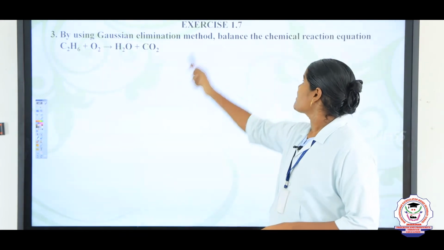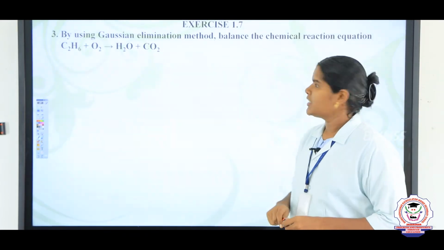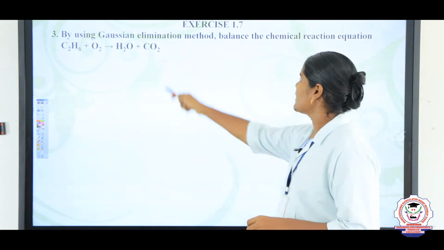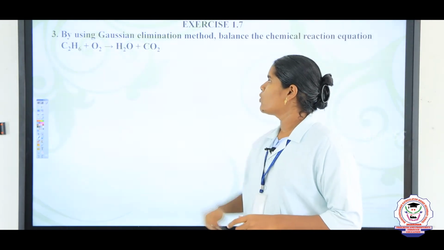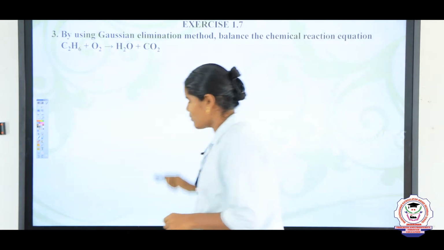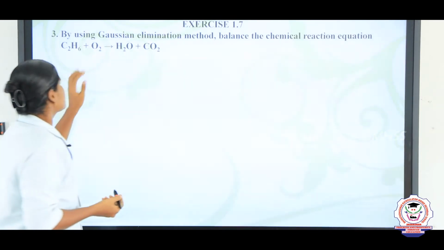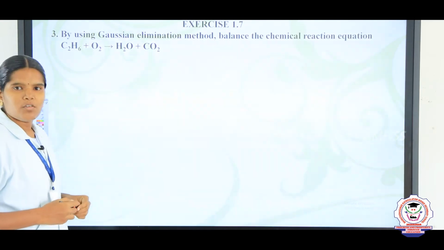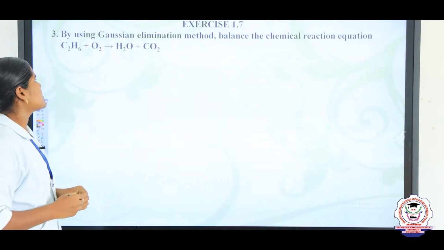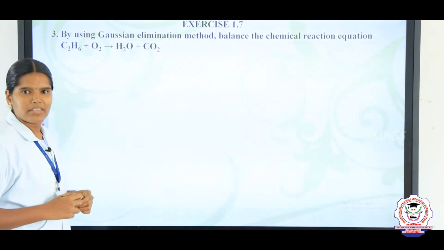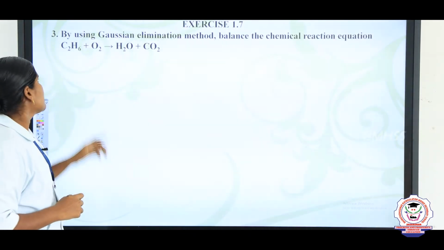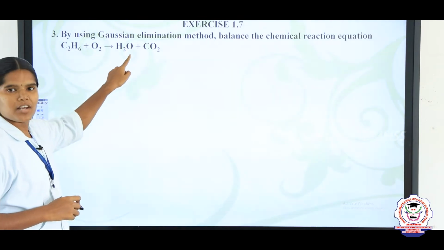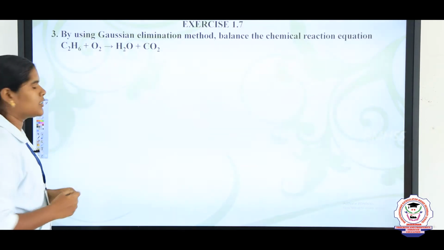So exercise 1.7, third question: by using the Gaussian elimination method, balance the chemical equation C2H6 plus O2 gives H2O plus CO2. This is the given equation. We are going to balance this equation by using the matrix method. First I am going to assign a positive integer for these 4 terms, that is x1 for the first term, x2 for the second term, x3 for the third one and x4 for the fourth term.